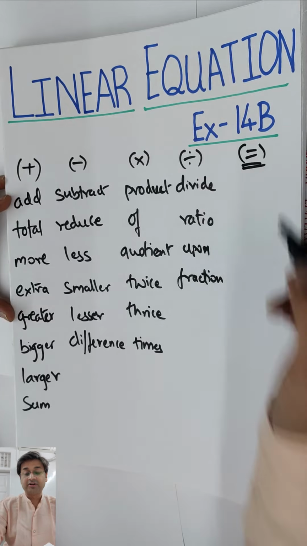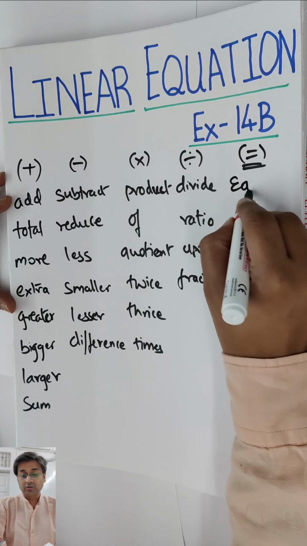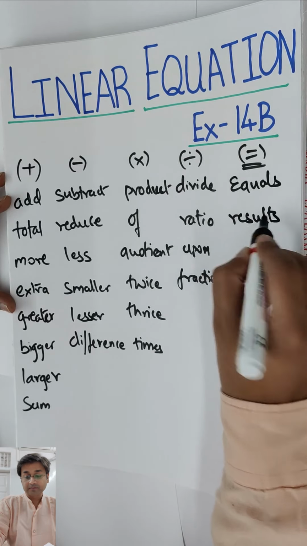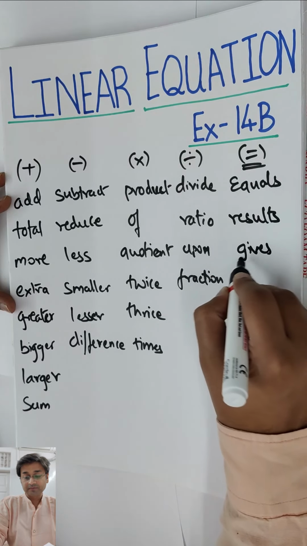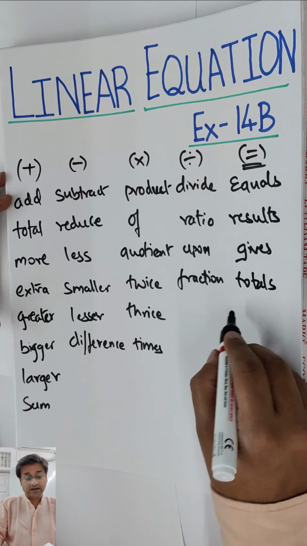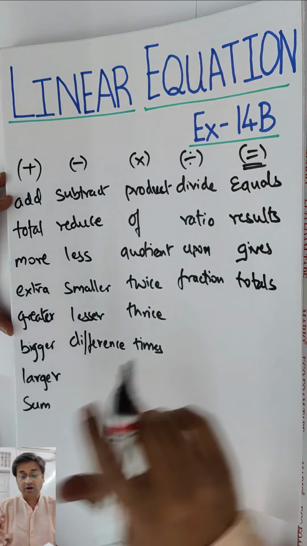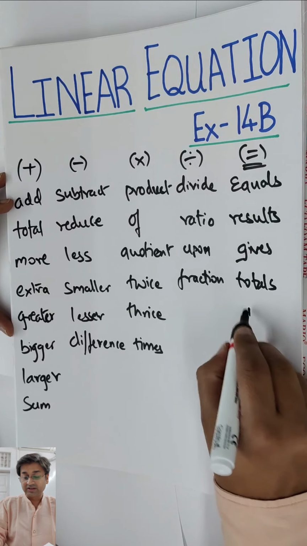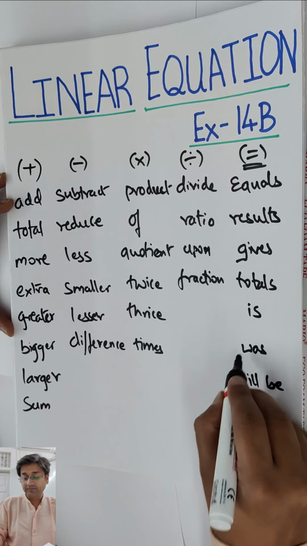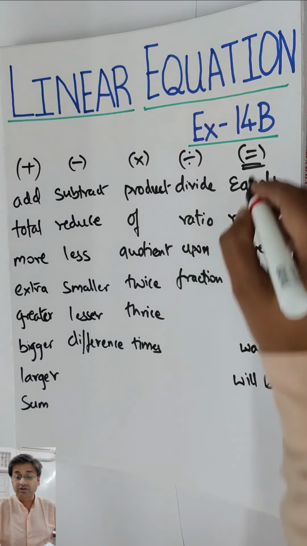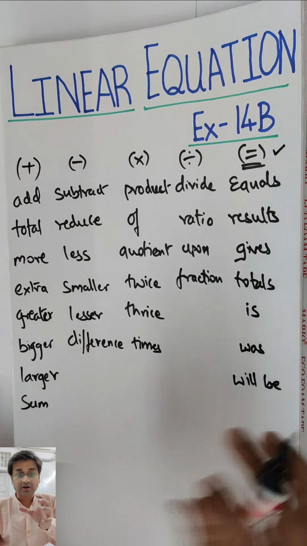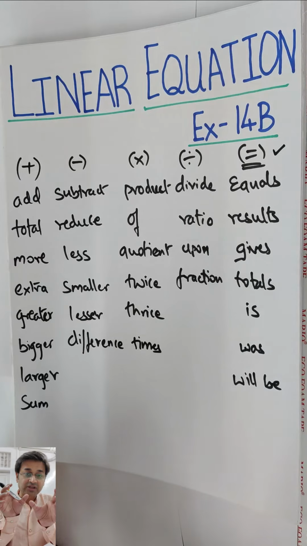And the most important is the equal to sign. So equals, results, gives, totals. Totals is here also. I'll tell you how it works, don't worry. Then what else? Is, was, will be. These are some major keywords. Equal to is the most important one because it is called the separator. It actually separates the LHS from the RHS.